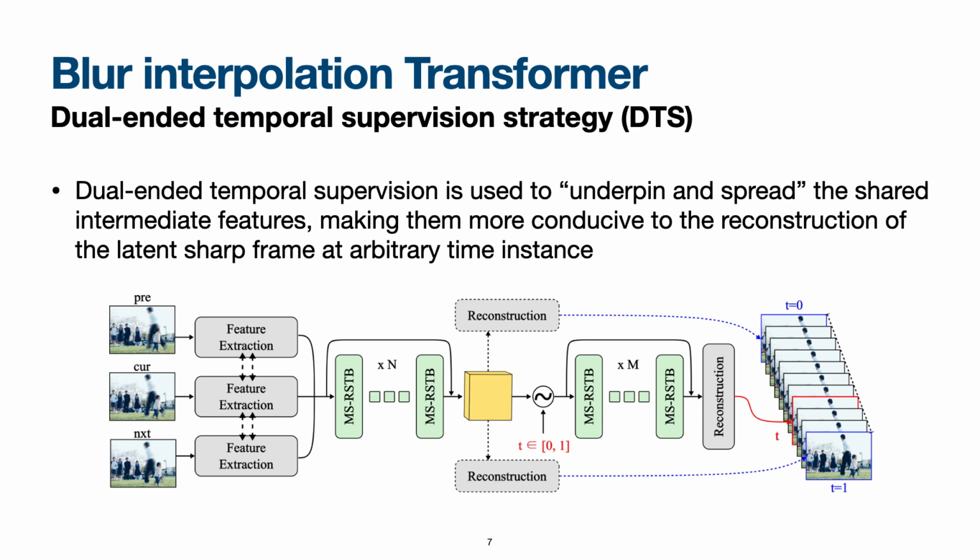Let's now turn our attention to dual-ended temporal supervision, a pivotal strategy for enhancing our shared temporal features. This method involves forcing the reconstruction of sharp frames at the extreme time points, specifically at t equals 0 and t equals 1, using only the shared temporal features, without any time-specific encoding. In doing so, dual-ended temporal supervision serves as an anchor that distributes shared intermediate features effectively across the temporal dimension. As a result, these features become significantly more effective in rendering a sharp frame at any arbitrary time instance.